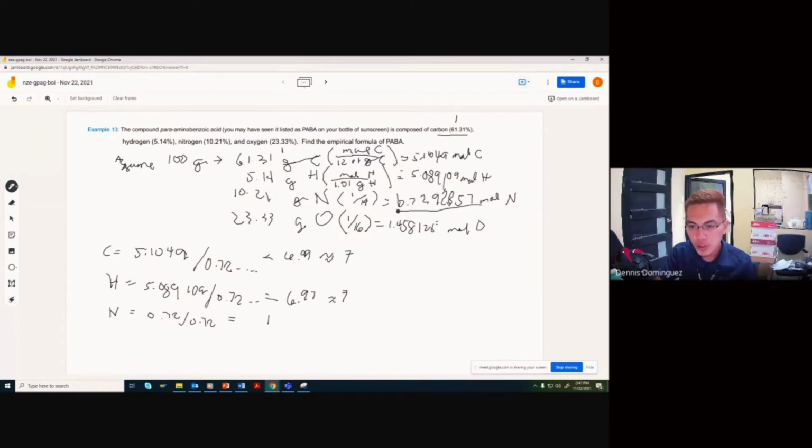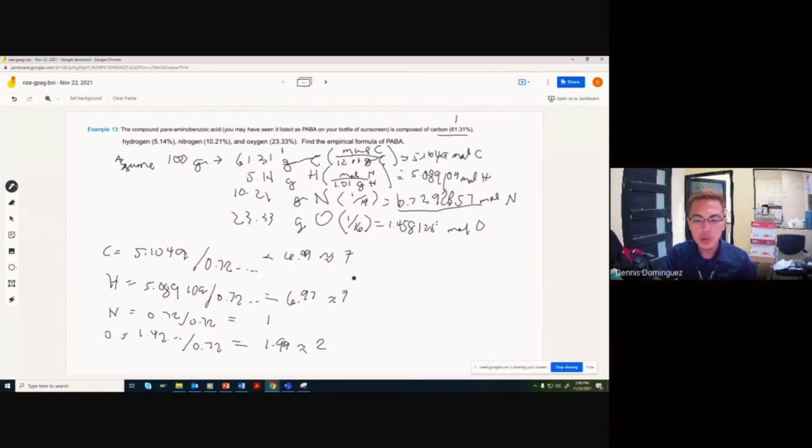So i-divide mo iyang self. Ang i-divide mo kanina number sa iyang self, so that is around 1. And then your oxygen is 1.458125 divided by 0.7292857. So that is around 1.99 or equal to 2.